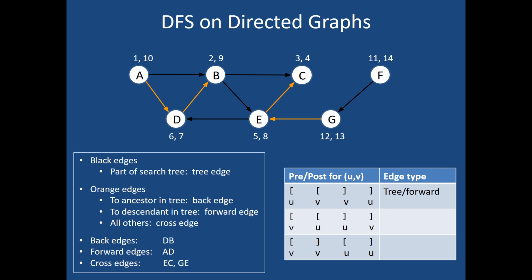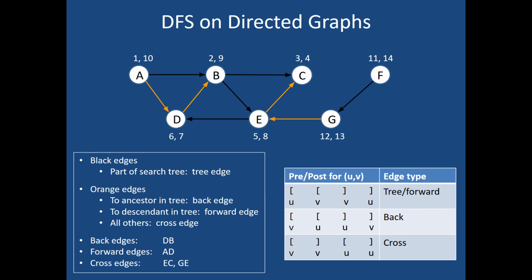So that just leaves back edges. Look at that back edge from D to B. You see that pattern? Where D's pre and post times fit in between B's pre and post times. So we're at this second pattern. If you see that pattern, you know you have a back edge. And otherwise you have a cross edge. So that's something else you can do with pre and post times. You can classify these things.